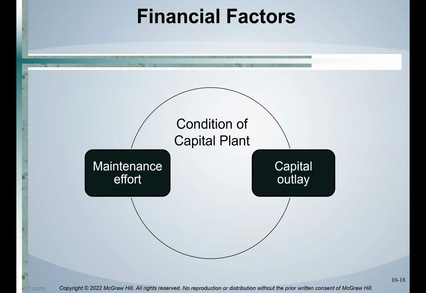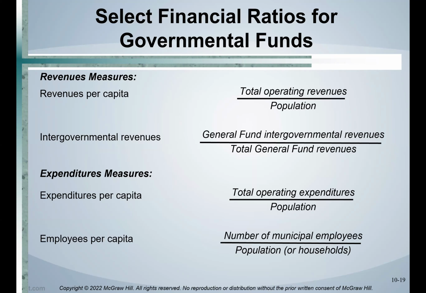And then they say condition of plant. We're really talking about our infrastructure assets to a large extent there. Do we have some big infrastructure improvement or maintenance or development that's going to have to be done? And how would that affect the financial condition of the entity?